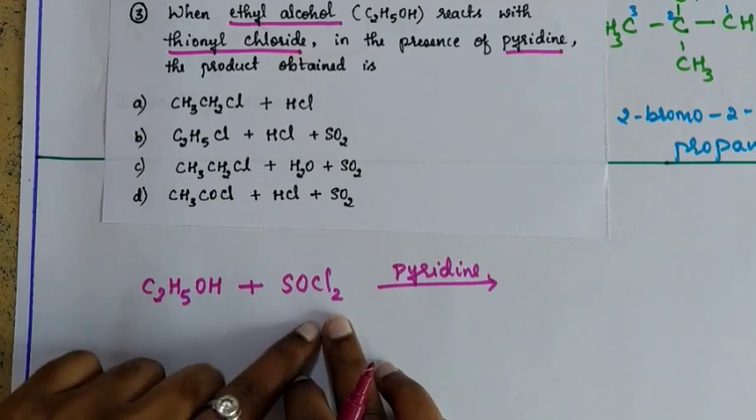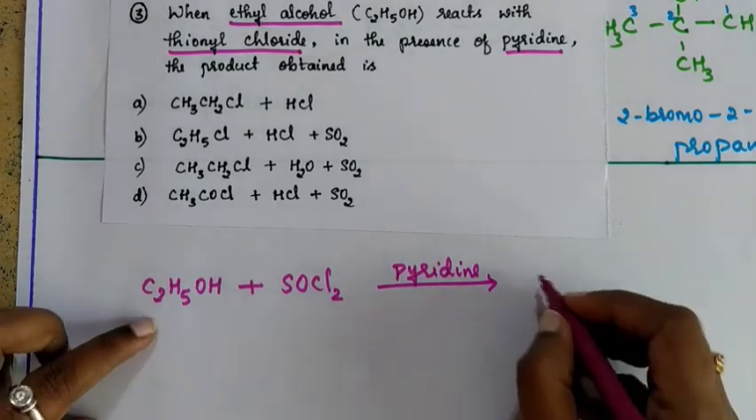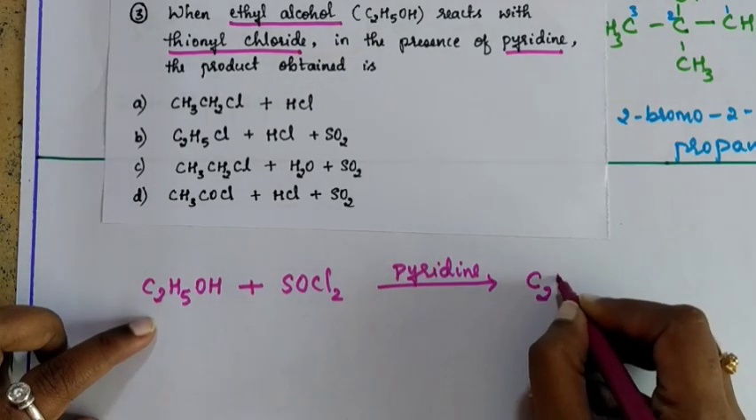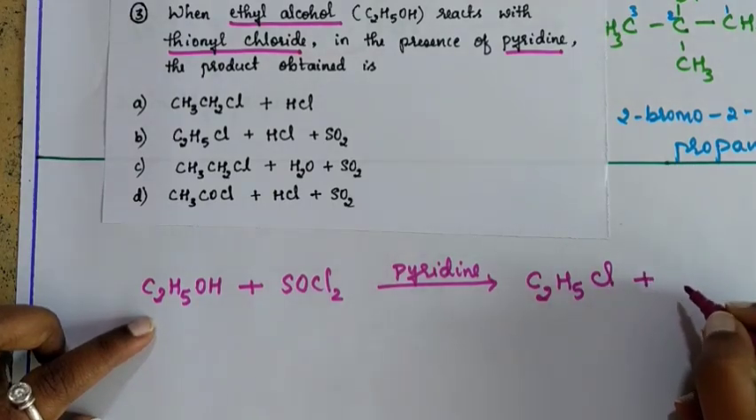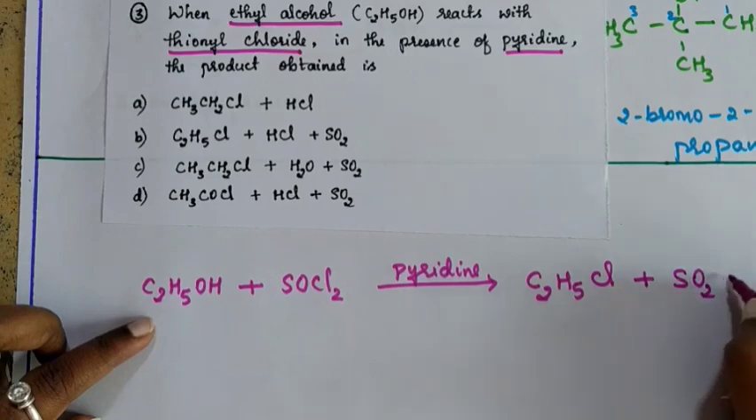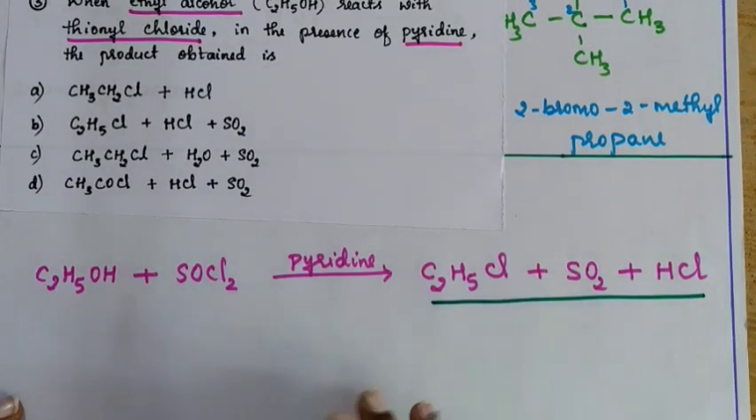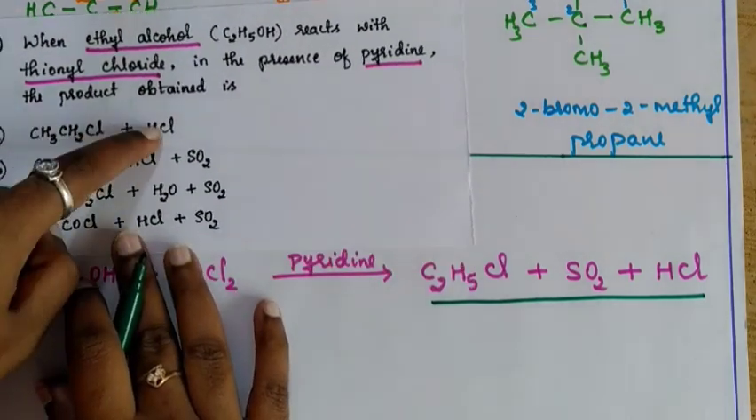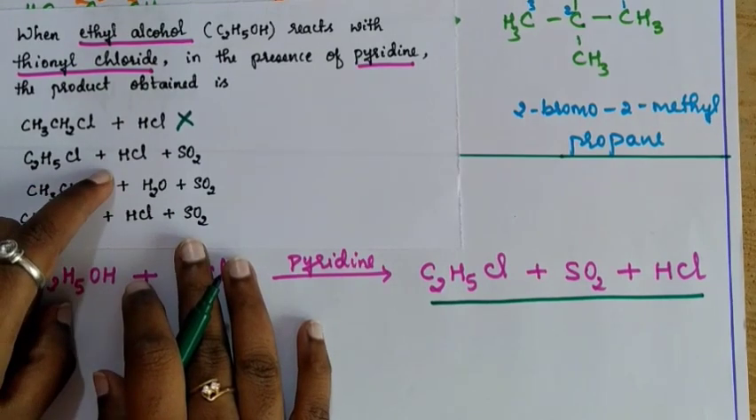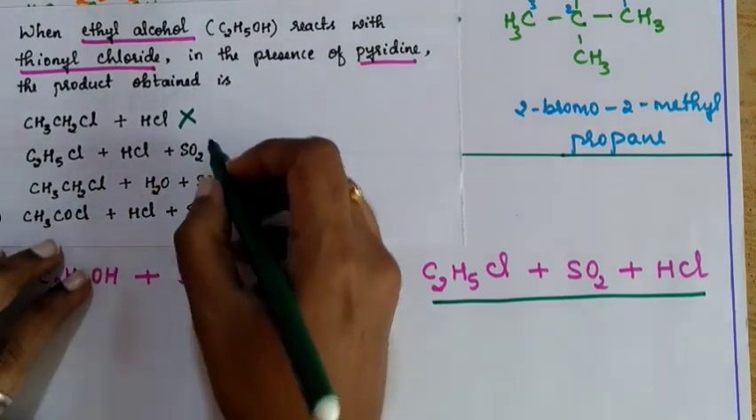When thionyl chloride reacts with alcohol in the presence of pyridine, we are going to get the respective alkyl halide. So the respective alkyl halide which is going to form is C2H5Cl, and the byproducts which we get in this process are sulfur dioxide and HCl. So these are the products which we are going to get in this process. So this product is given in which option? Here only 2 products are there, which is wrong. Here 3 products are there, C2H5Cl, HCl and SO2. So this is our answer.